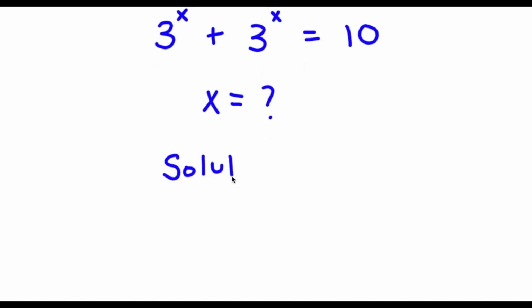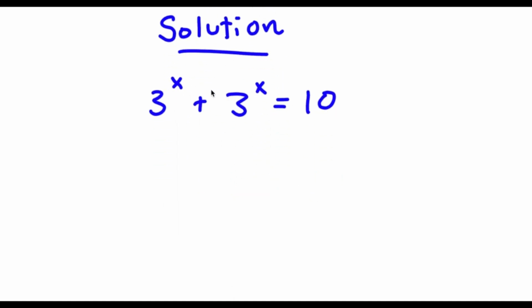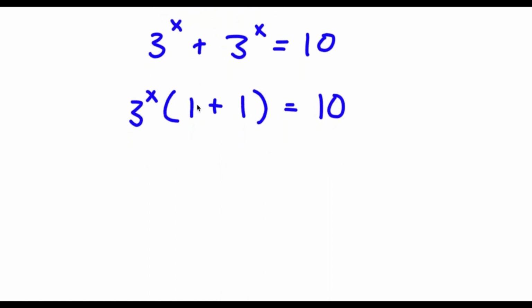So for my solution, first start with 3 to the power of x plus 3 to the power of x is equal to 10. Now, because I have 3 to the power of x on my left-hand side, I'm simply going to factor out 3 to the power of x from my left-hand side. So now I have 3 to the power of x times 1 plus 1 is equal to 10. Now 1 plus 1, that's equal to 2. So now I have 3 to the power of x times 2 is equal to 10.